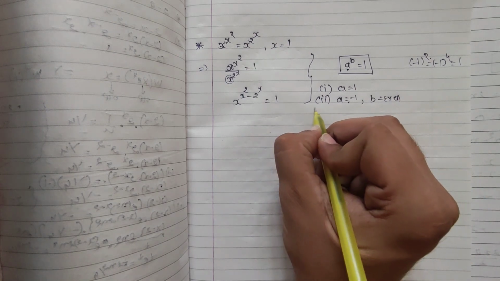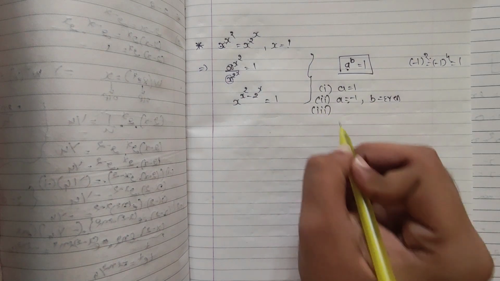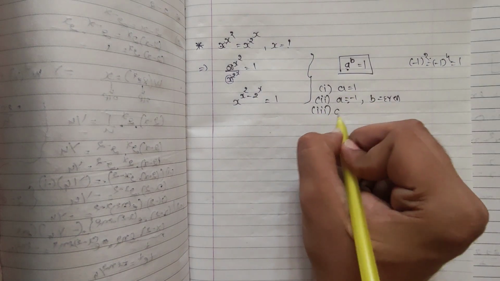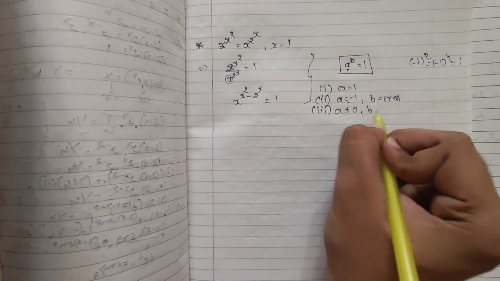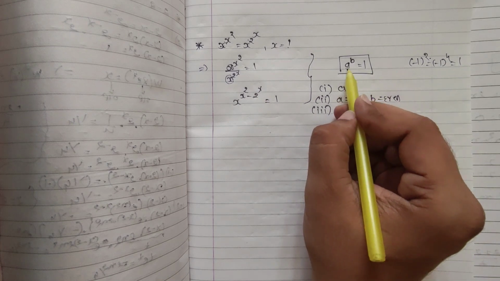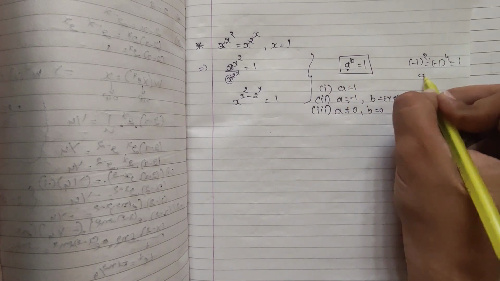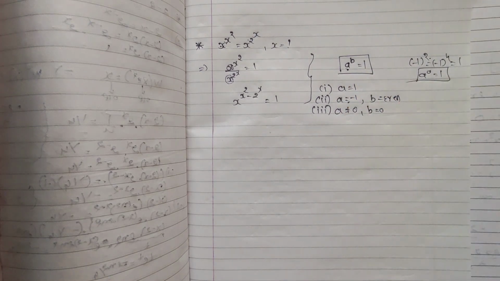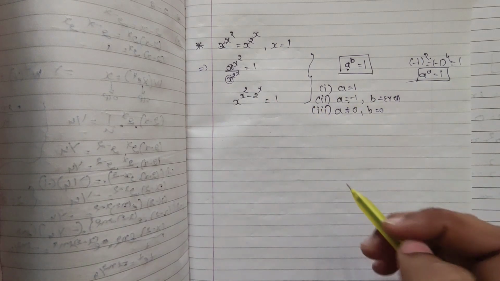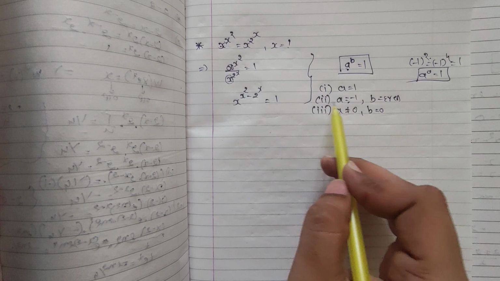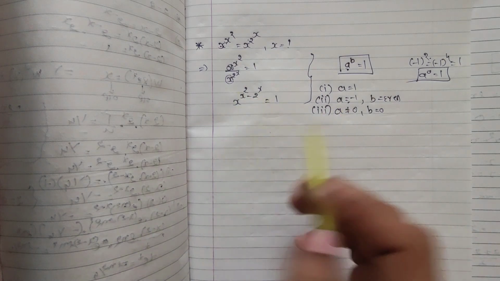Now let's go into the third condition. What will be the third condition? The third condition is a is not equal to 0 but b equal to 0, right? Whatever value of a I have, if I put b equal to 0, then I will get 1, because a raised to 0 is always going to be equal to 1, right? That's why I have written this condition. Now I hope you got all the third condition. Now with the help of these three conditions, we will try to solve this equation.